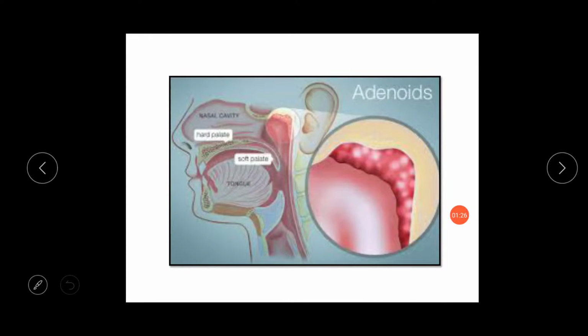Here in this diagram you can see the roof area of the nasopharynx and the posterior wall of the nasopharynx, and adenoids are situated over the junction of the roof and posterior wall of the nasopharynx.